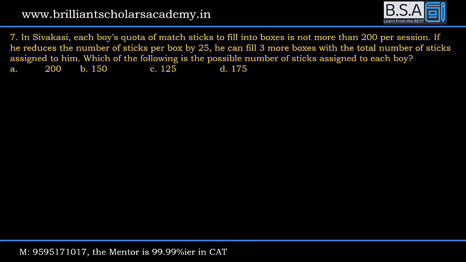In a haq, each boy's quota of matchsticks to fill into boxes is not more than 200 per session. If he reduces the number of sticks per box by 25, he can fill 3 more boxes with the total number of sticks assigned to him. Which of the following is a possible number of sticks assigned to each boy?